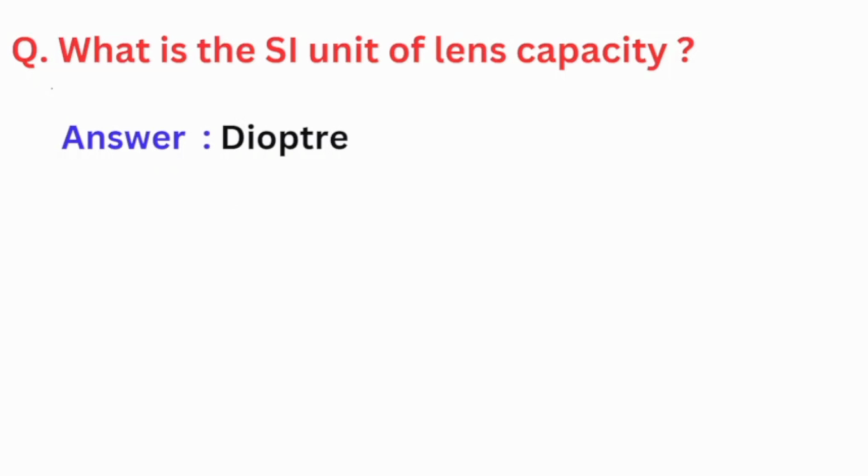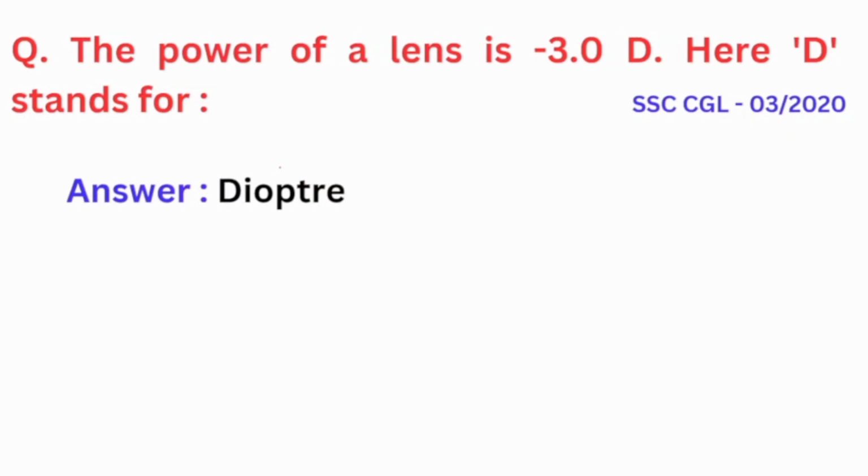Okay. Next is what is the SI unit of lens capacity? So the answer is diopter. The power of a lens is 3.0 D. Here D stands for diopter. For your understanding, diopter is a unit of measurement of the optical power of a lens or a curved mirror.